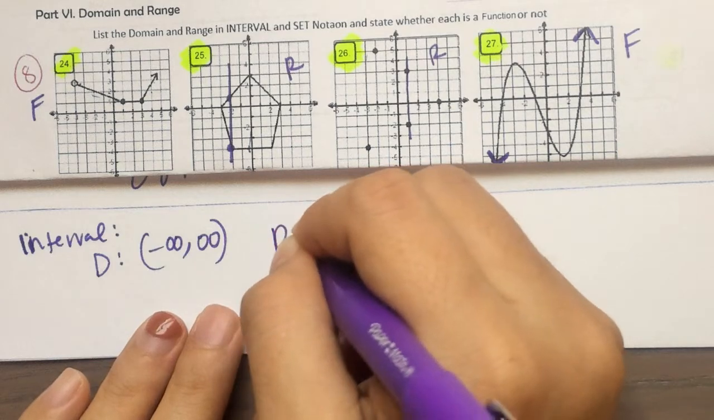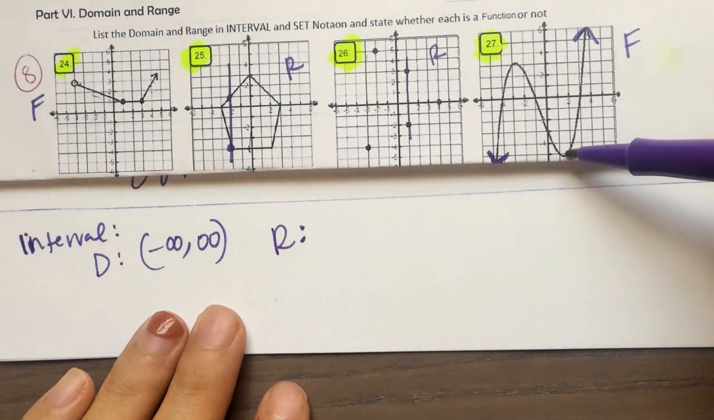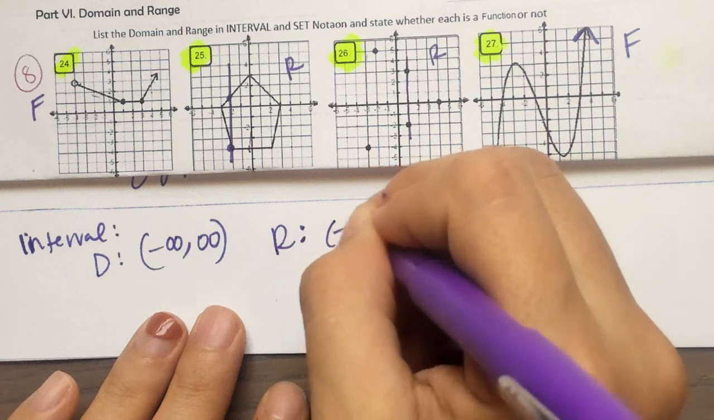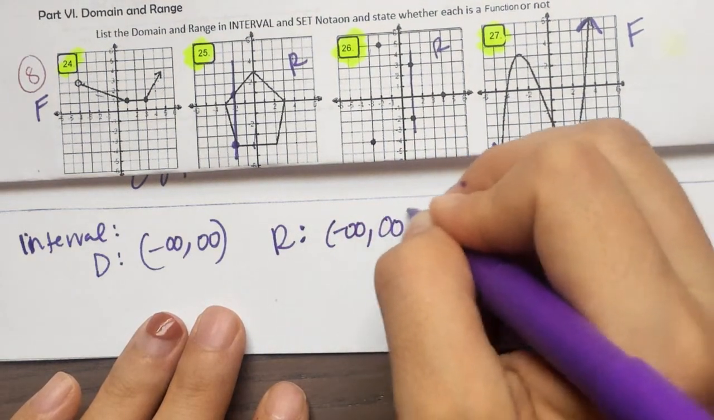Our range is going to be bottom to top. The lowest it goes, don't get confused with this point right here. Remember, there's an arrow. So the lowest it's going to go is -infinity. The highest it's going to go is positive infinity.